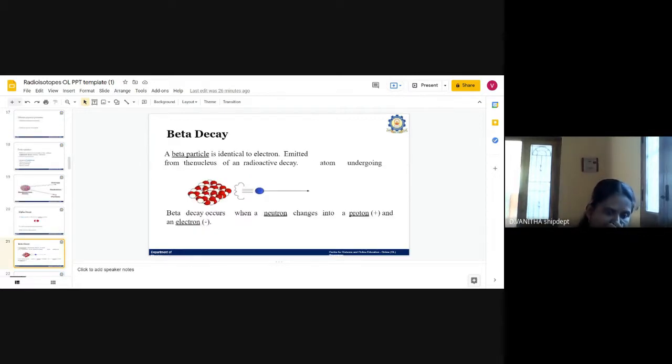Then beta decay. A beta particle is identical to an electron, so electrons are emitted from the radioactive nucleus. Beta decay occurs when a neutron changes into a proton and an electron. Compared to alpha particles, beta particles are high energy, high speed electrons that are emitted from radioactive nuclei such as polonium 40.